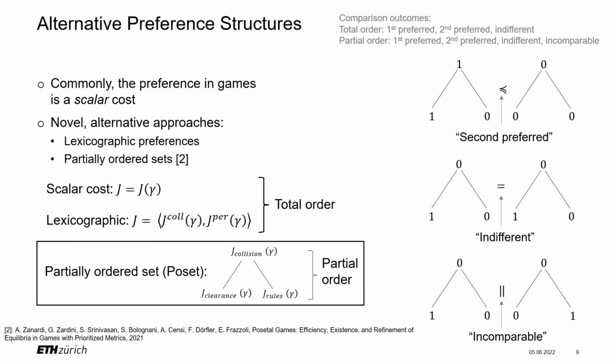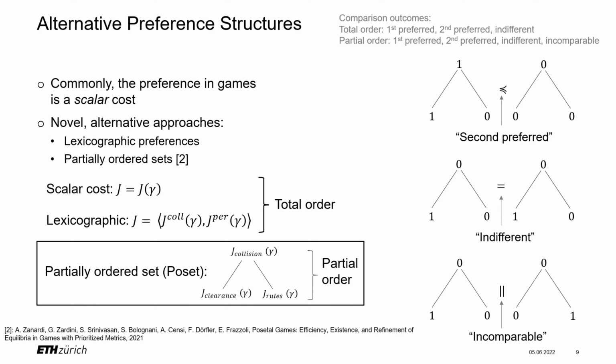We are not required to specify a ranking or a priority between all couples of metrics, but we can leave some couples open. For example, here we say that rules and clearance are indifferent, we don't know which one is better. In this case, things get a bit more complicated for optimizing and so on, because we have a fourth possibility when comparing two outcomes, which is incomparability.